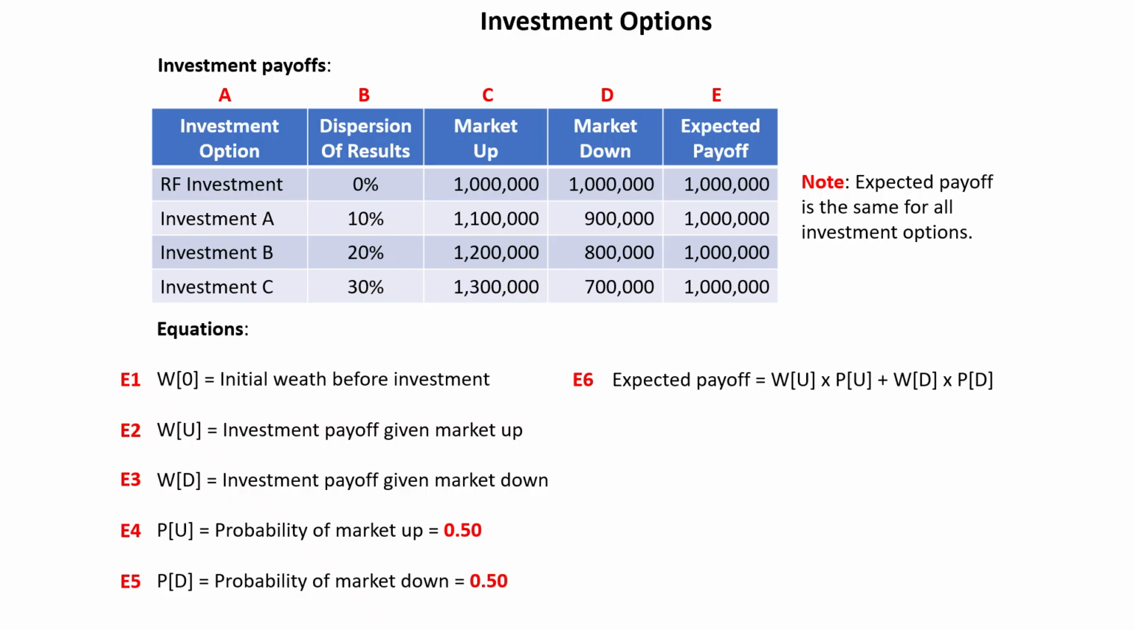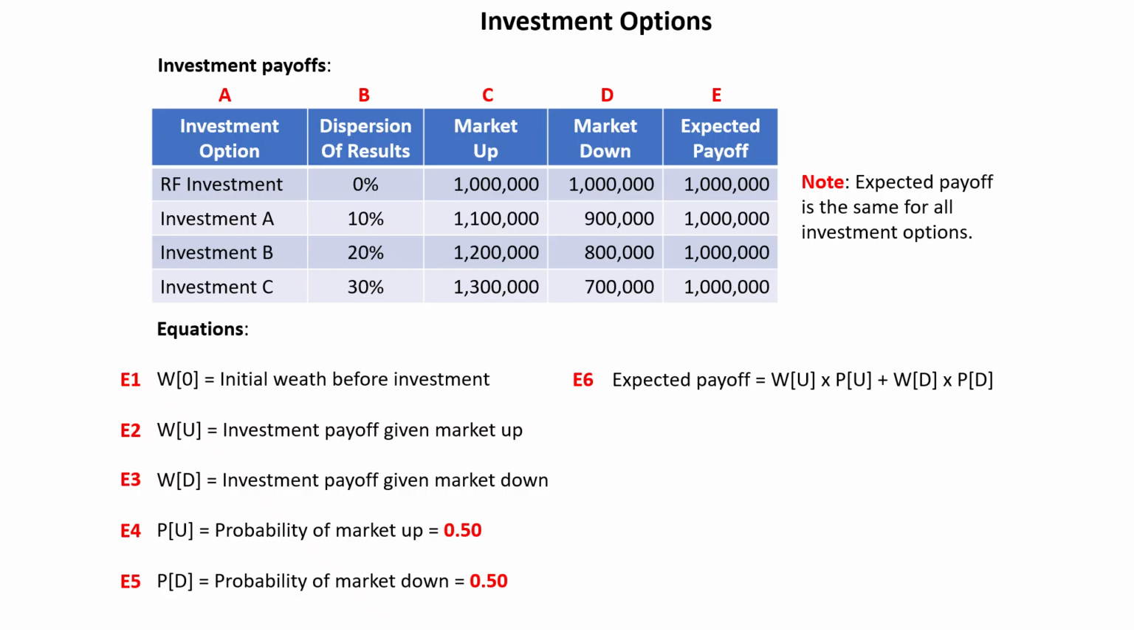So E1 is our initial wealth before the investment. This is what the investor starts out with, and we're going to assume that it's $1 million. Equation E2 is our investment payoff given that the market goes up, and E3 is our investment payoff given that the market goes down. So column C would be E2, the payoff when the market is up, and column D would be equation E3, the payoff given the market goes down.